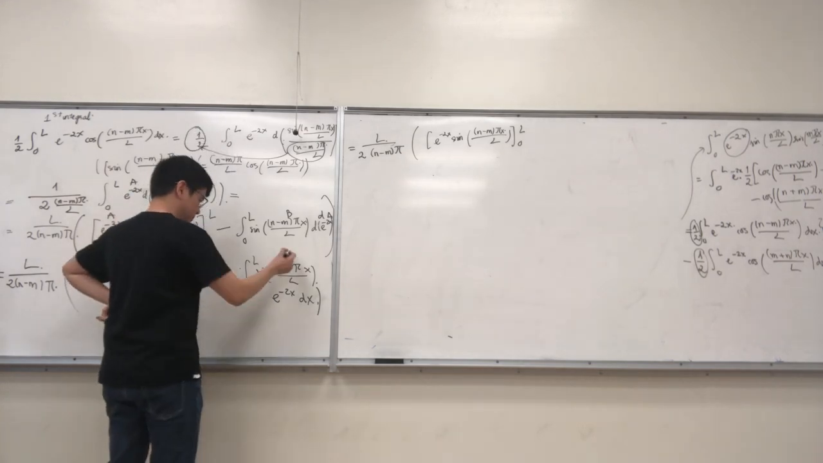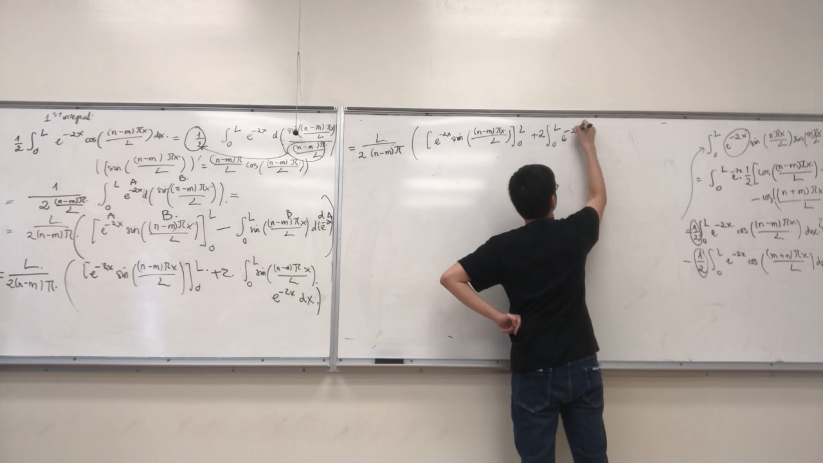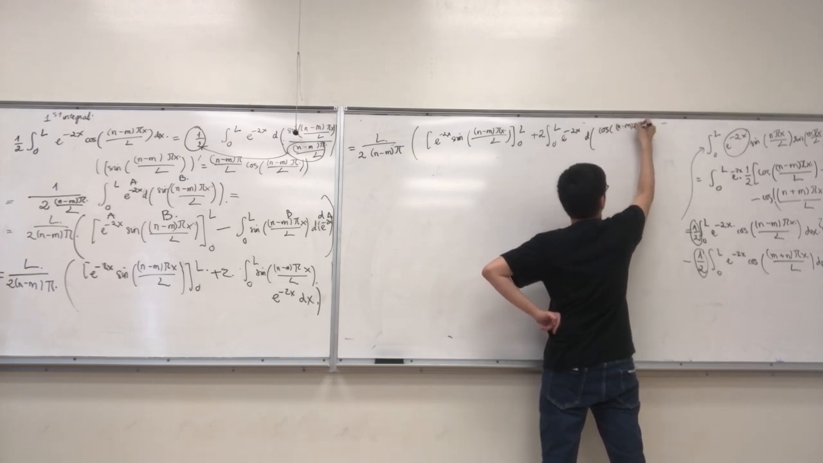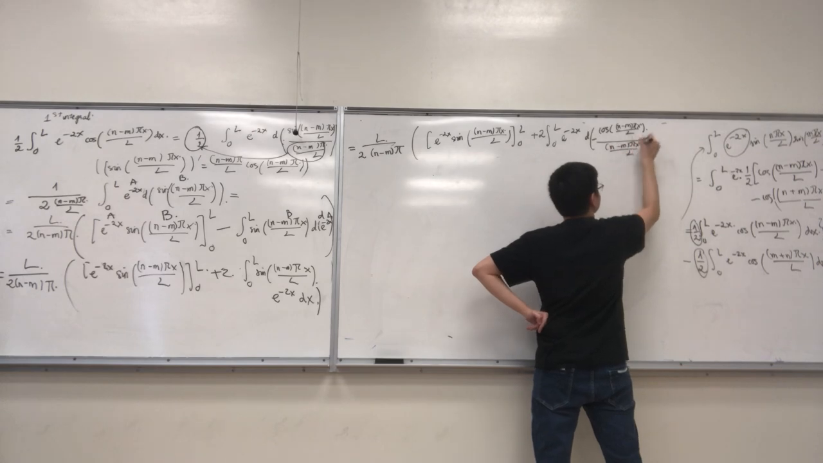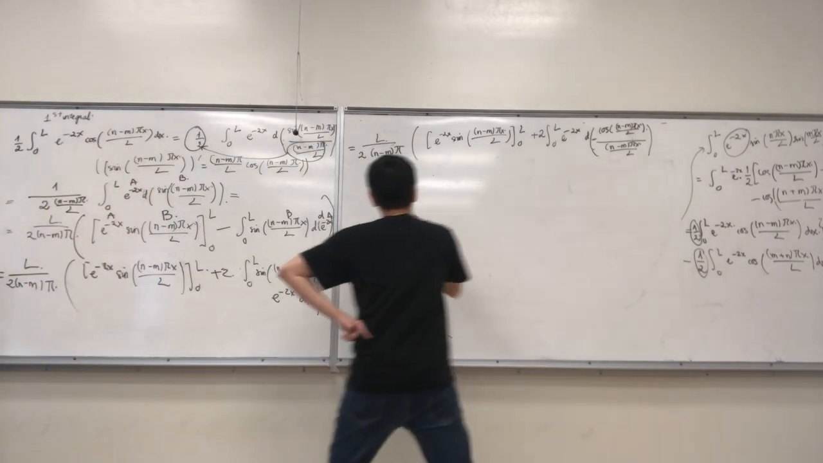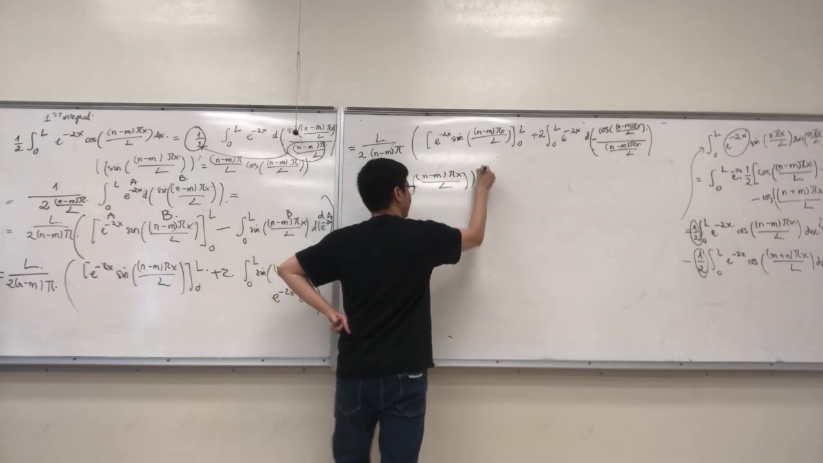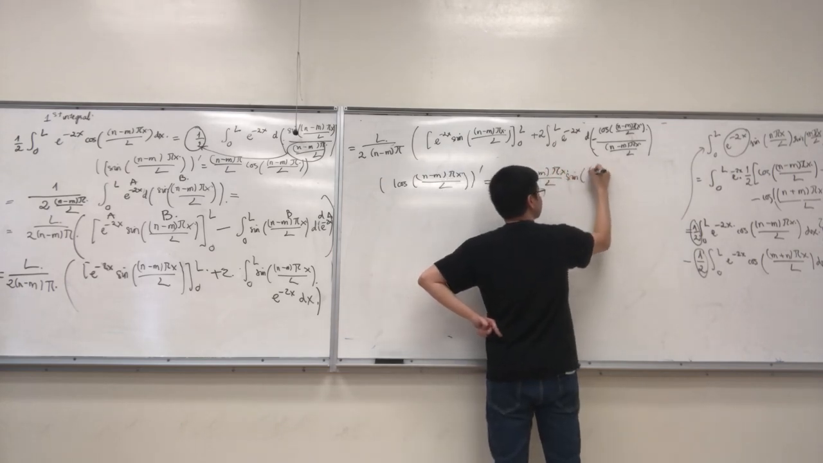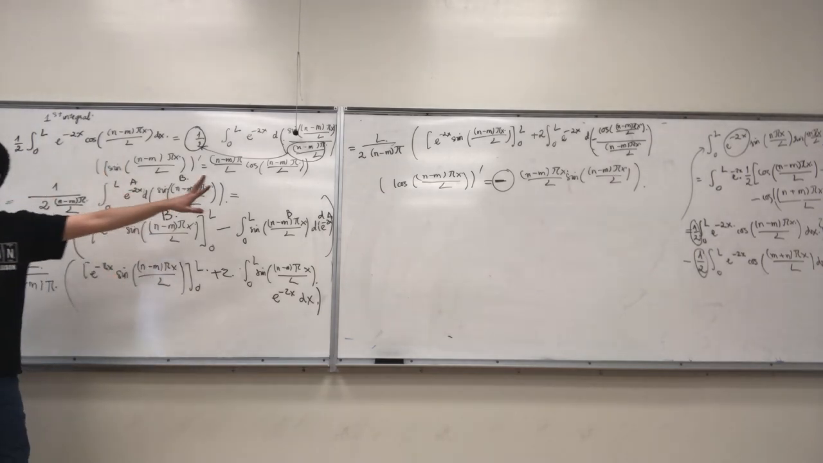So now I'm gonna do this business again. I have this plus 2 integral from 0 to L of exponential of minus 2x d of cosinus of n minus m pi x over l. Alright? And I have a minus here. And I have n minus m pi x over l. Right? So here you have a minus, because this is the derivative of cosinus. So here you have cosinus of n minus m pi x over l, prime is equal to minus. Now you have a minus, n minus m pi x over l, sinus of n minus m pi x over l. Alright? Now you have a minus because the derivative of cosinus is minus sinus.